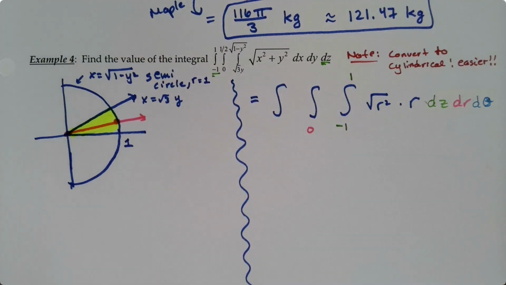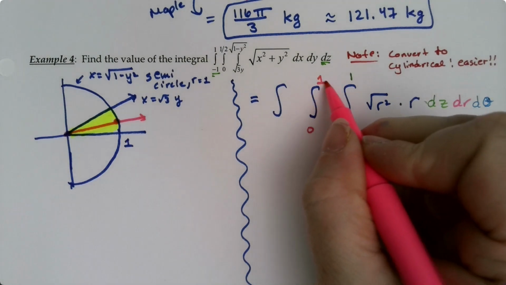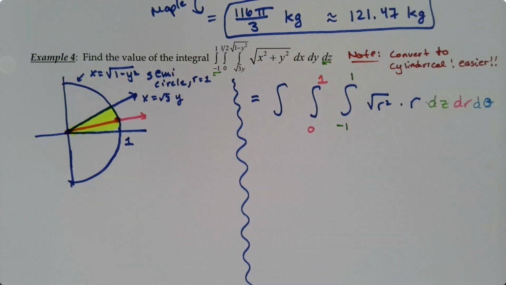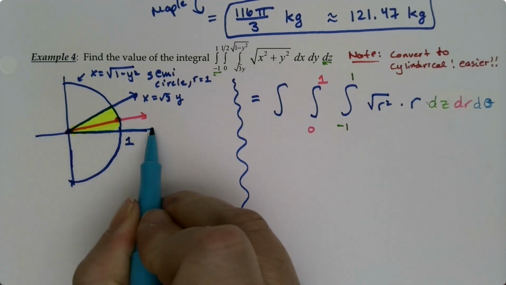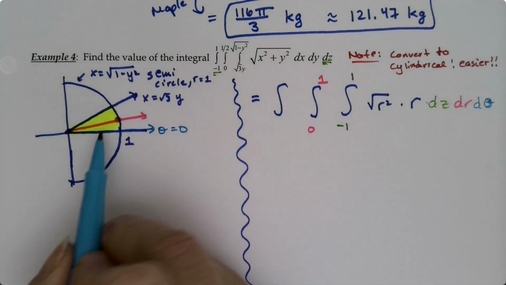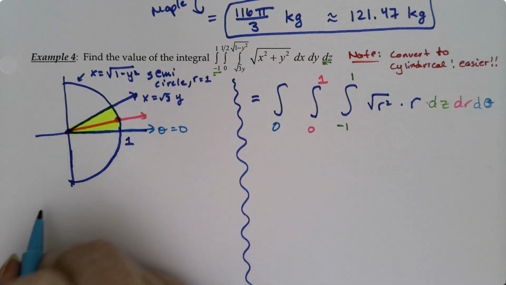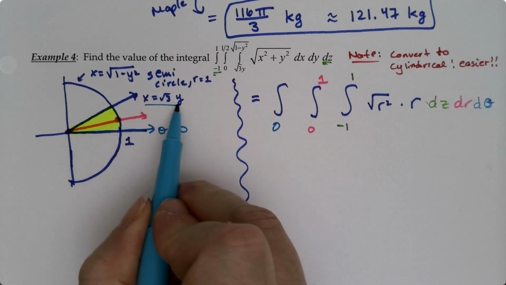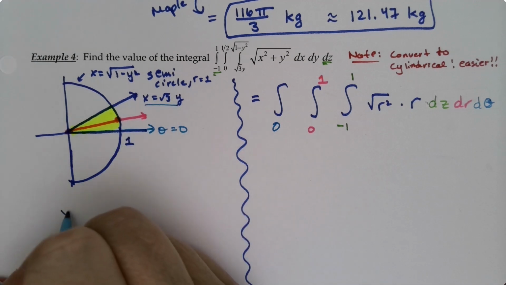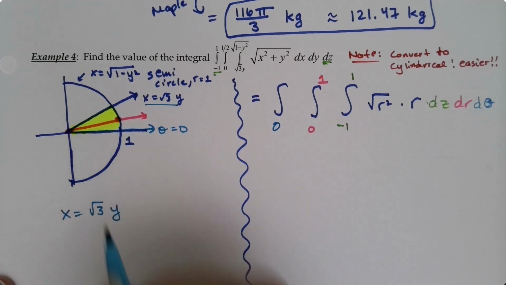Okay, so I know that I'm going from 0 to 1. No problem. So theta, right? That's the trickiest bit. We can see that we start here at theta equals 0. So we just need to figure out what angle this is and we'll be happy. Well, remember that we know the equation for that line. We know that x equals the square root of 3y.